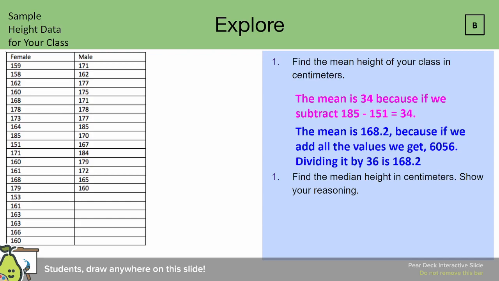So if we take our sum, which is 6,056, and divide it by all our data points, which was 36, you will actually get 168.2. And so therefore, the actual mean of all the heights in centimeters from this class is 168.2. In other words, we have 168 and 2/10. Good job. If you said this student is correct and this is the answer that you got, you're doing really good. Good work.